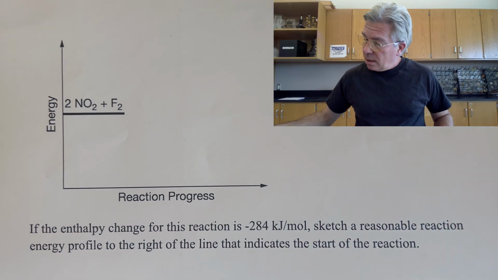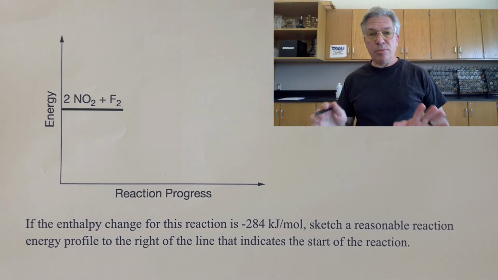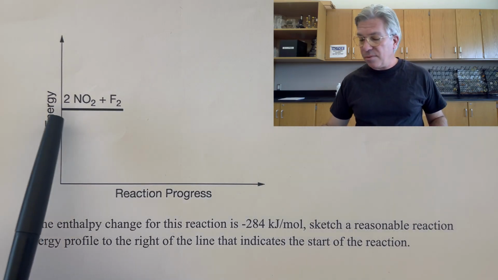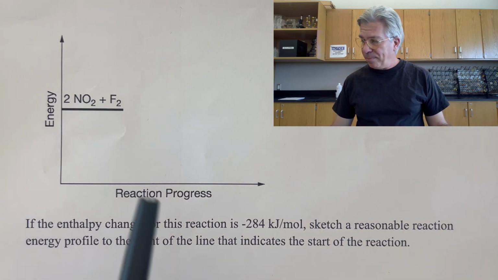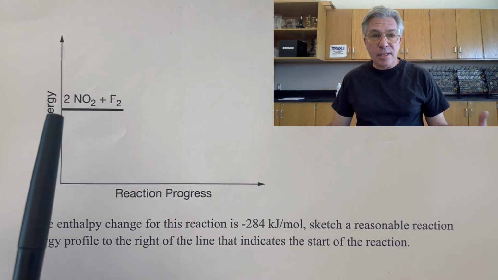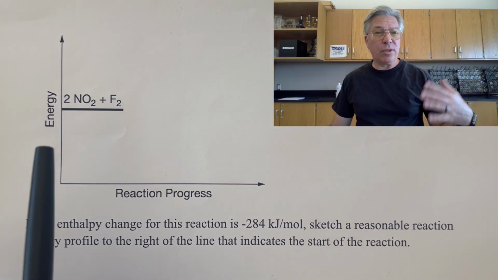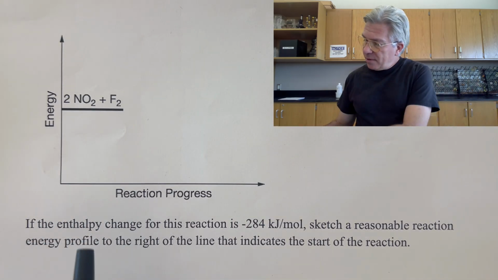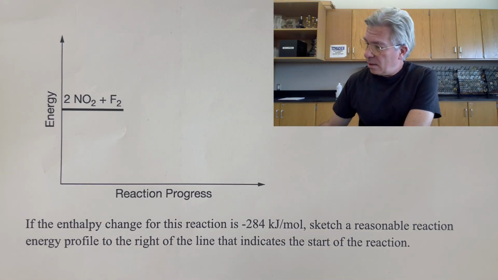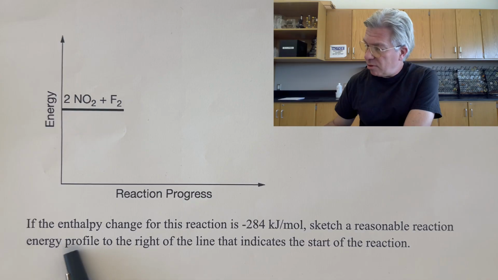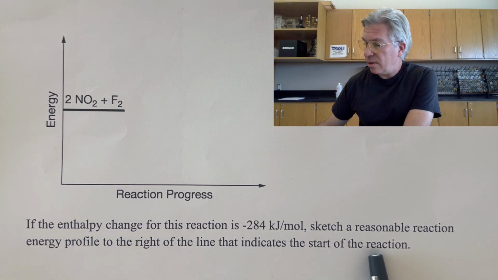Okay, but first, let's take a look at a couple of questions you might be asked. And we're going to do a little pause the video as well. So here's a blank energy profile. The only thing that's on it is the reactants, and they've just given us some level. Notice it's not labeled at this point. So often these are very general, just trying to get a point across, whether it's endothermic or exothermic. If the enthalpy change for this reaction is negative 284, that involves exothermic. Sketch a reasonable reaction energy profile to the right of the line that indicates the start of the reaction.